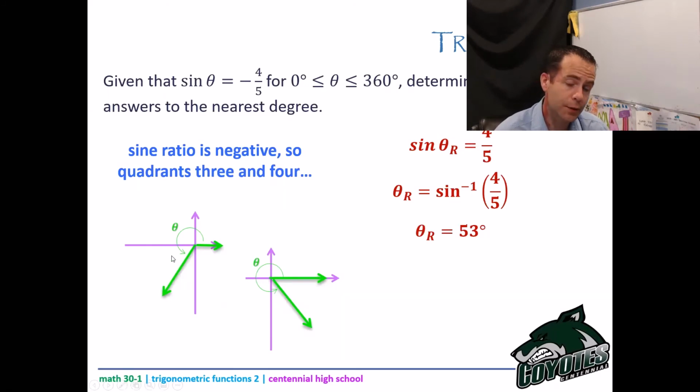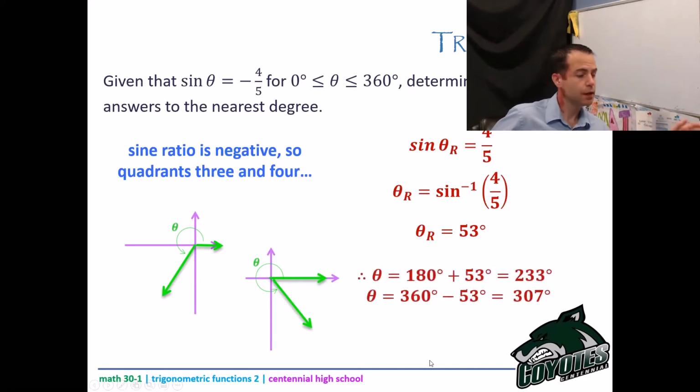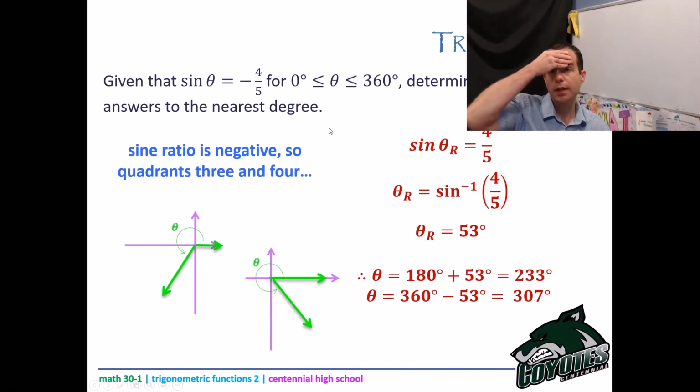So if I'm in quadrant 3, and 53 is the reference angle, which I'm circling right there, theta will be 180 plus 53. And then in quadrant 4, theta will be 360 minus the reference angle. So we end up with 233 degrees and 307 degrees as my 2 solutions. And then you could always check, right? You could go sine of 233 and see if you get a number that's close to negative 4 over 5. It's not going to be exact. 4 over 5 is 0.8. You're not going to get exactly negative 0.8 there, because you rounded. That 53 was not an exact answer. It was a rounded value, but you'll get close.